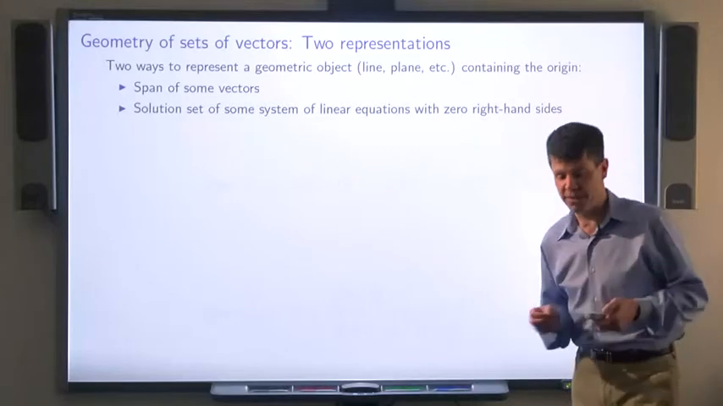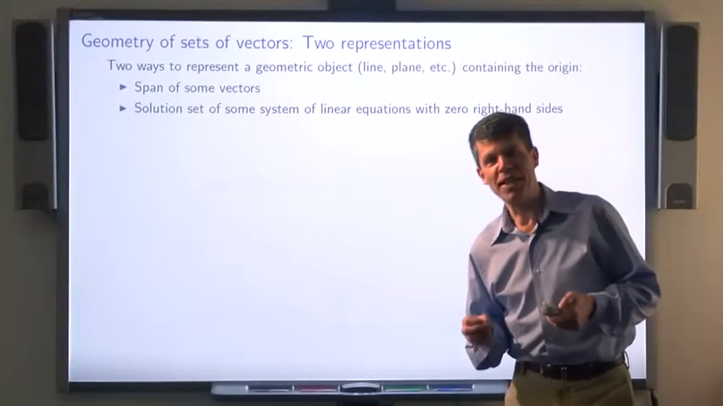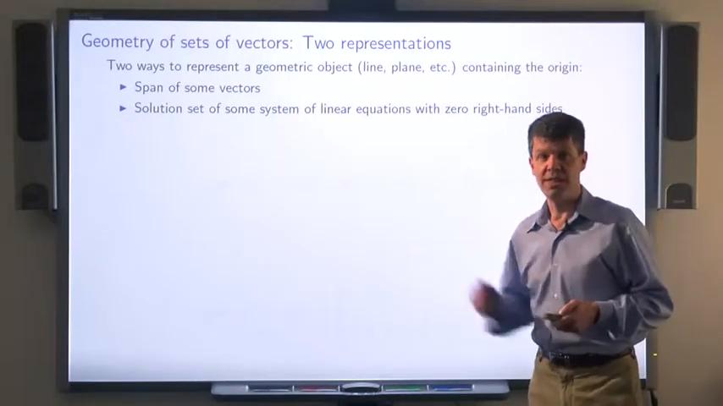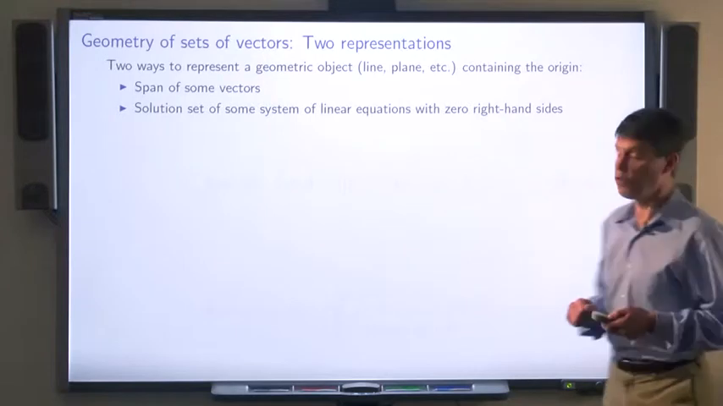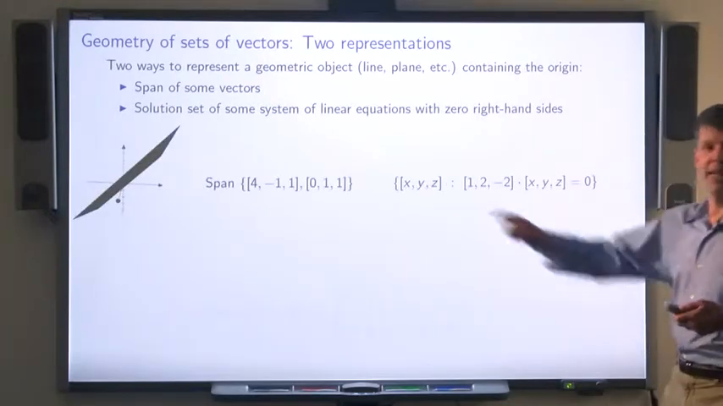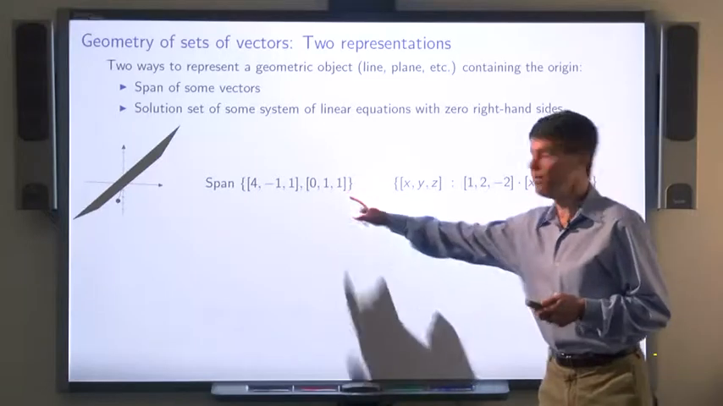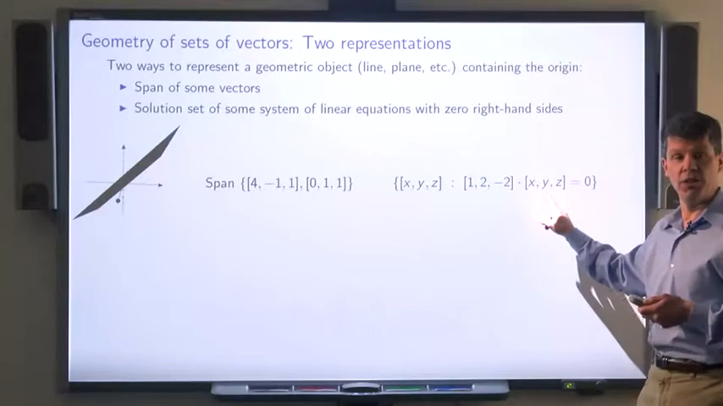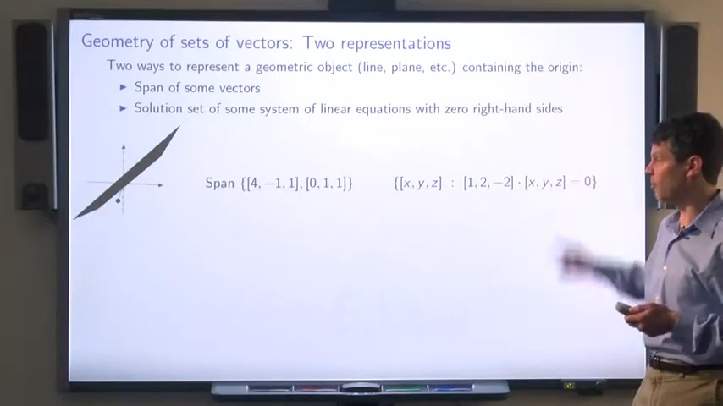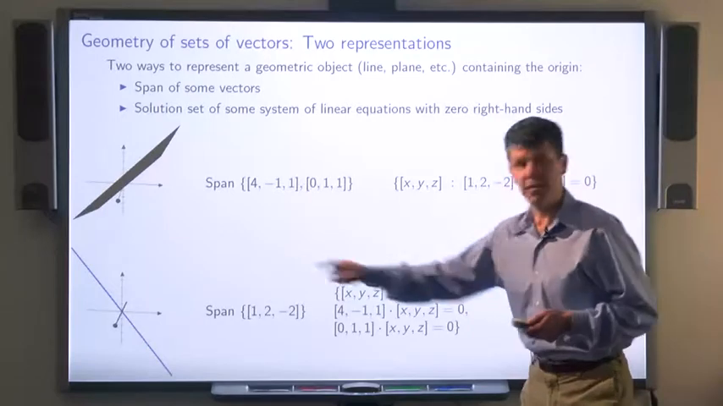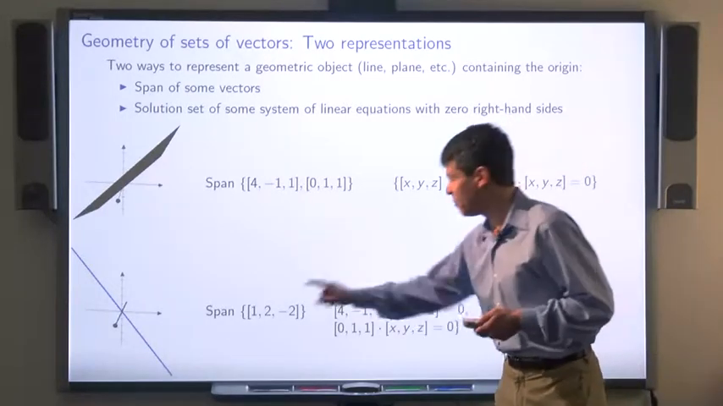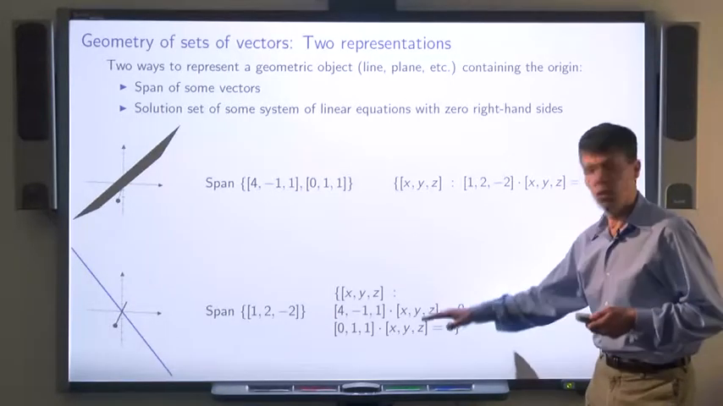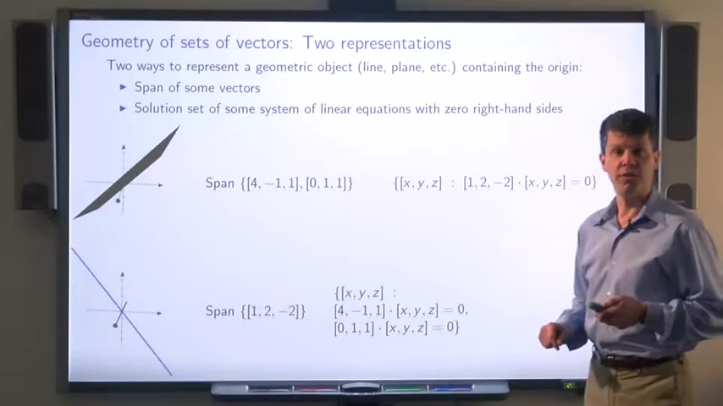So we've got these 2 methods of representing things. One of the great themes of computer science is that having multiple representations is very often useful. And we'll see it's true in this case as well. So here's a plane represented as the span of 2 vectors, and the same plane represented as the solution set to this linear equation with the right-hand side equal to 0. Here's an example of a line, and this line can be represented as the span of this single vector or as the solution set of these 2 linear equations with right-hand side equal to 0.